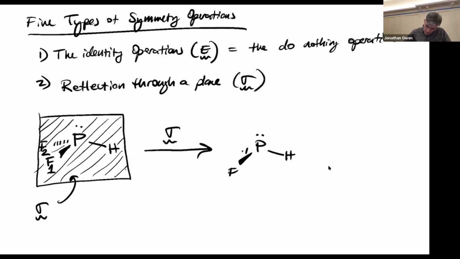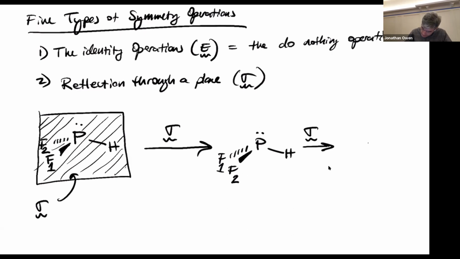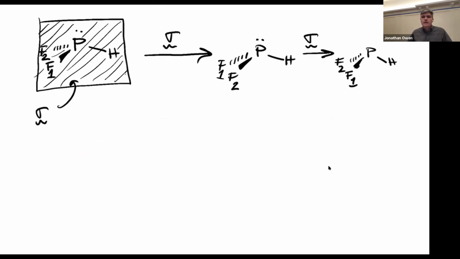Let's neaten that up a little bit. We're gonna get back the same looking structure, but now fluorines one and two have traded places. The symmetry operation moves fluorine two to the front and fluorine one to the back. And if we did it again, the same operation, now we'd swap them again. Okay, so a sigma plane sends the back of the molecule to the front, the front of the molecule to the back. Now the molecule is the same orientation, except that the fluorines, the labels have moved.